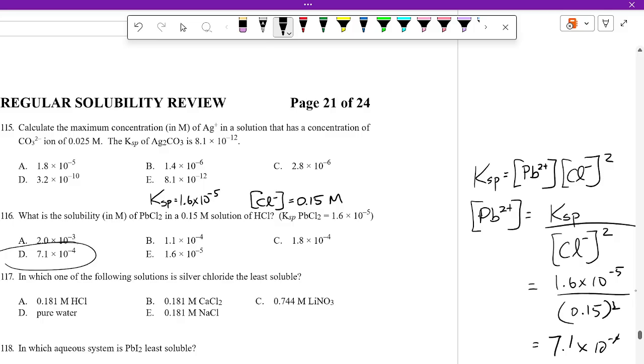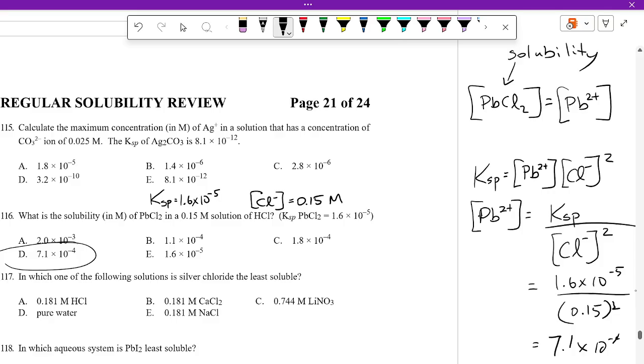Now, why did that work? Because the concentration of lead chloride is going to be the same as the concentration of lead, right? And this is our solubility. Why do I not really care about the fact that there is some lead or there is some chloride coming from the lead chloride when it dissolves?